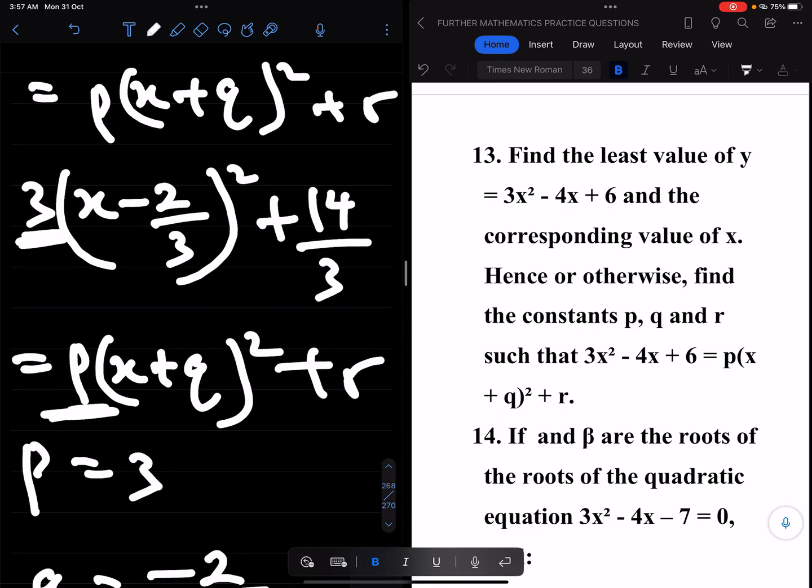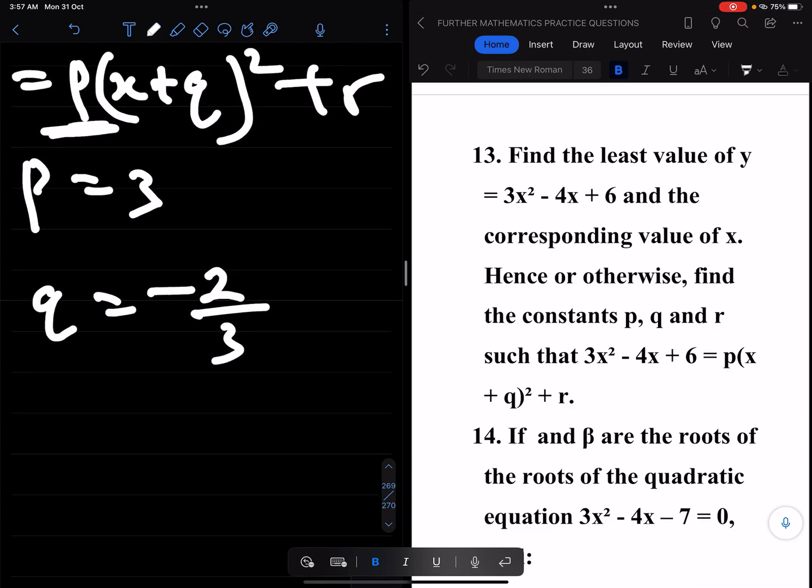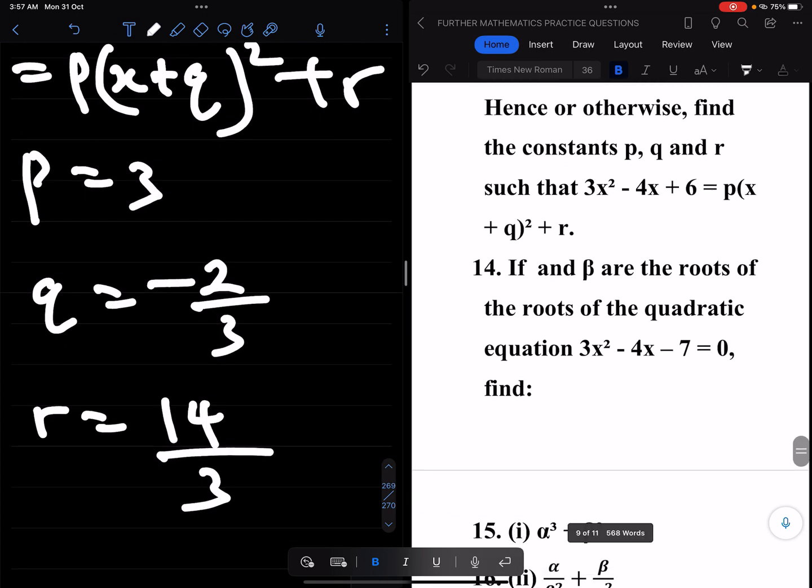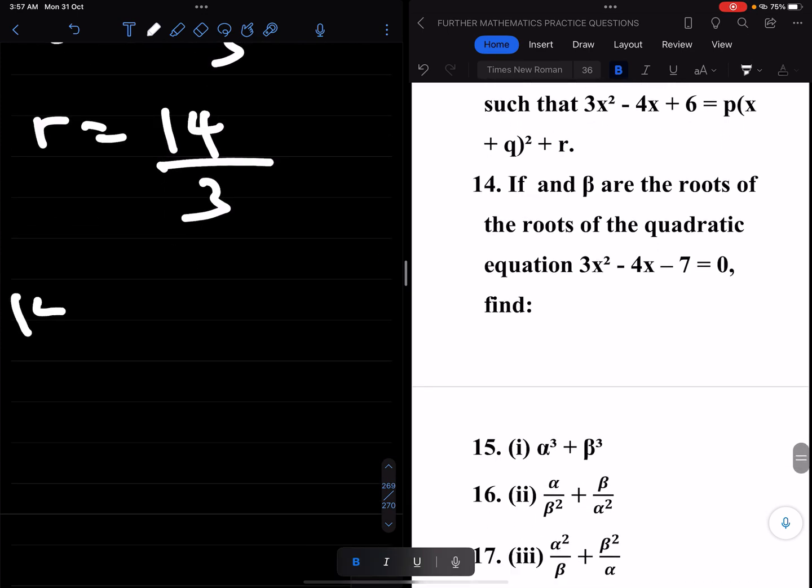And the constant on the left hand side is 14 over 3, while the constant on the right hand side is r, so that means r is 14 over 3. p equals 3, q equals minus 2 over 3, and r is 14 all over 3. And that answers that question. Now we go straight to the next, which is number 14.